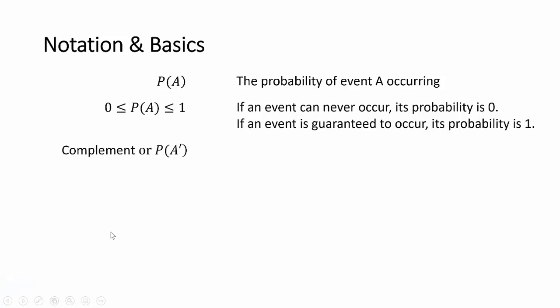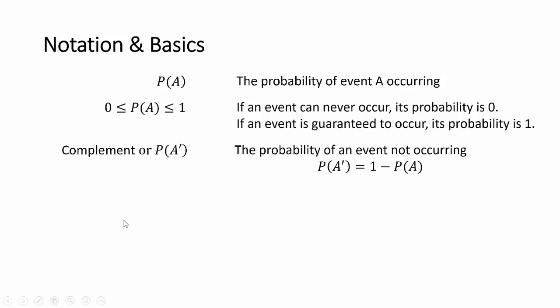The complement, or the probability of not A happening, or A prime, is 1 minus the probability of it actually happening. So you'll hear this referred to as the complement of something. The event itself can consist of many different types of things happening, and we can represent that using the set notation.